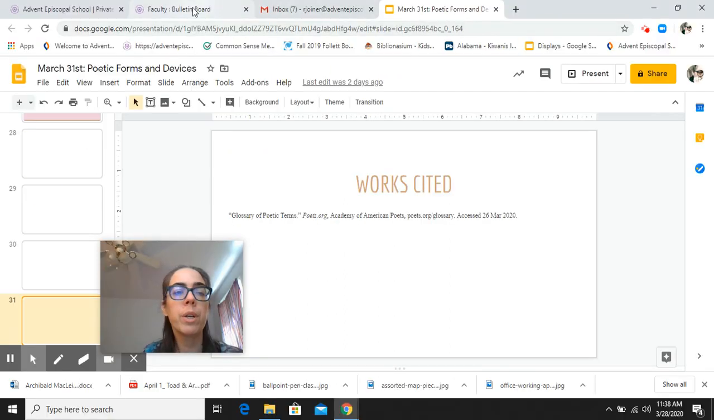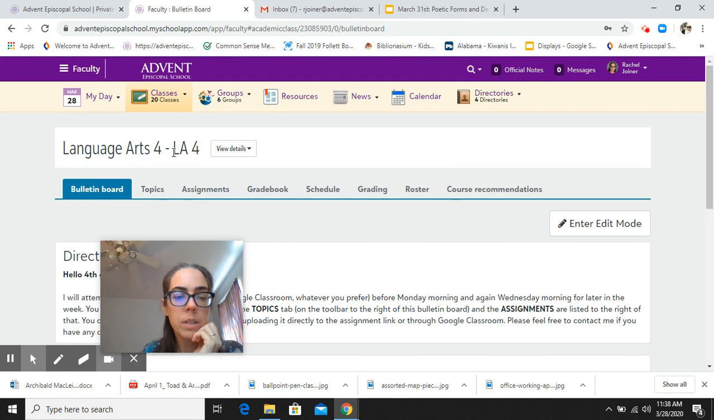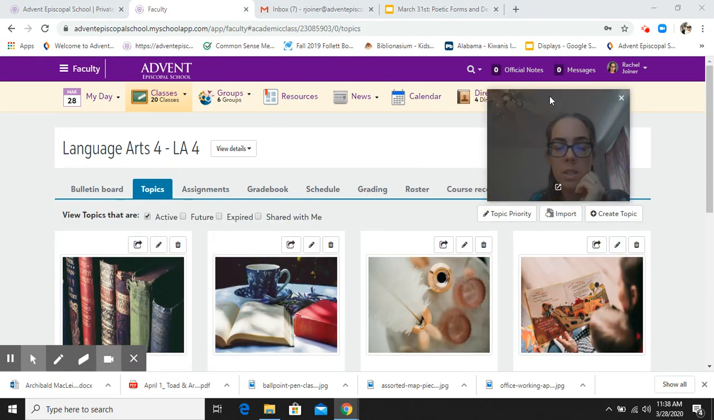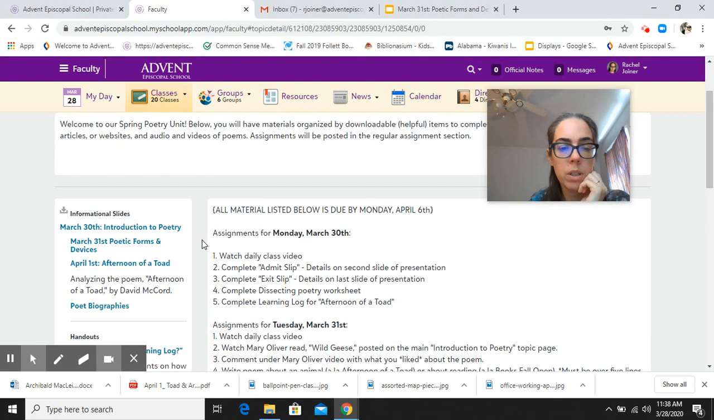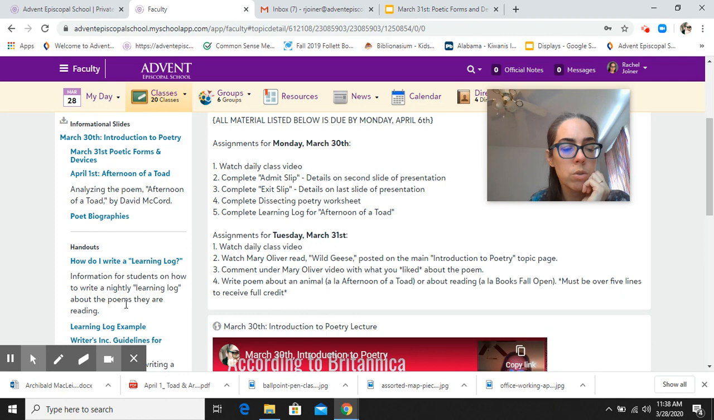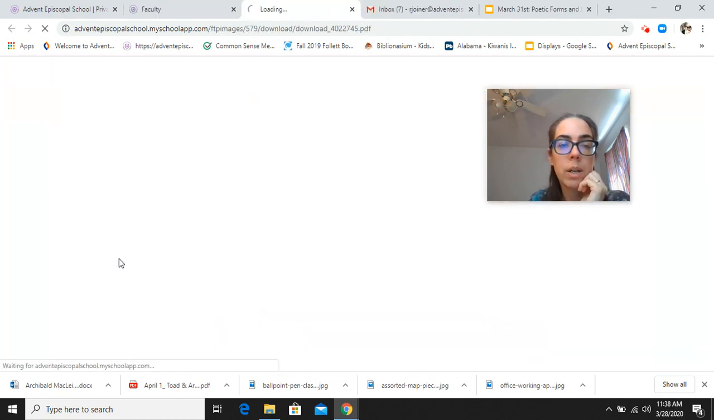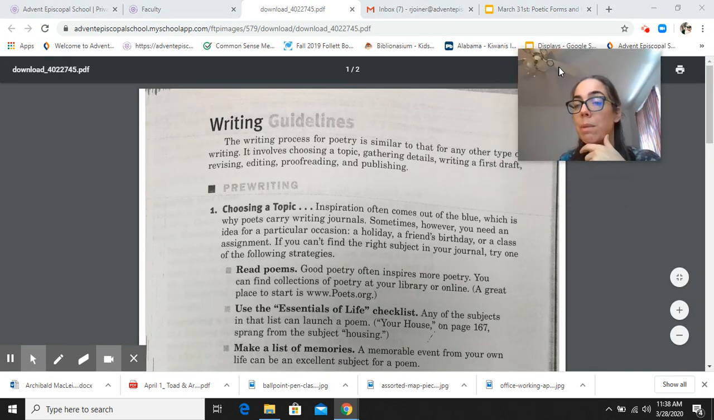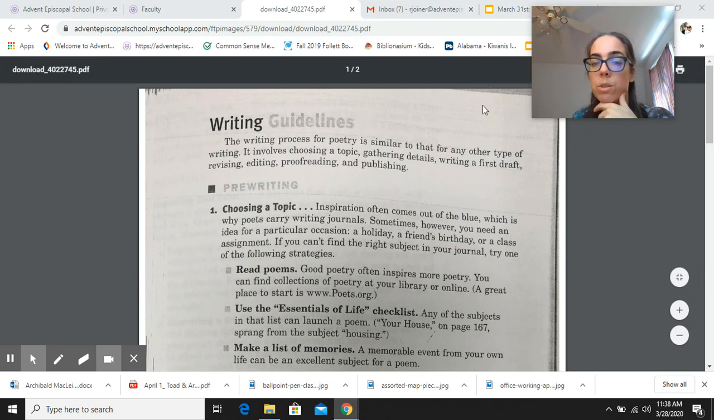And we are going to go over here to Panthernet. And when we go into topics where all of our lovely information is, and we go here, Introduction to Poetry, Week 1, and we scroll down to where we've talked about our learning log, and now we're talking about guidelines for writing poetry. This is from Writer's Ink. I'm telling you, you guys, we're going to have to get you a Writer's Ink next year. It's just the most magical book.